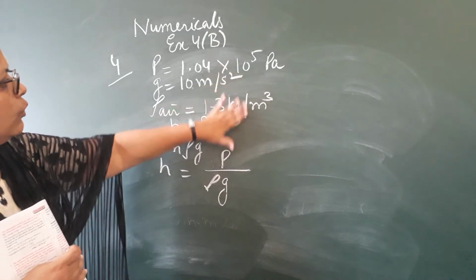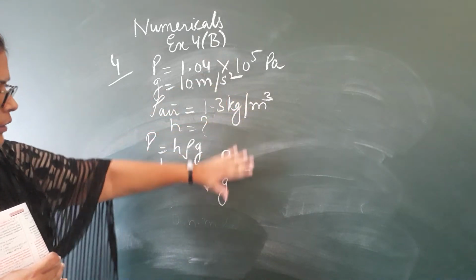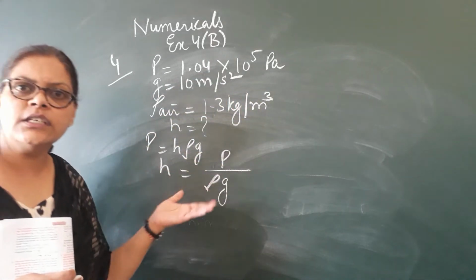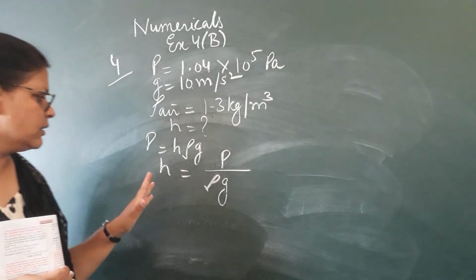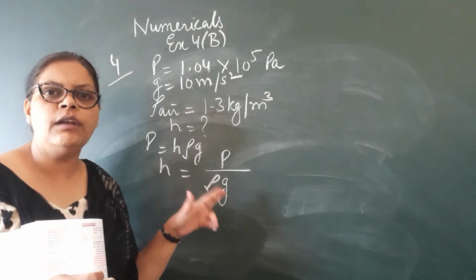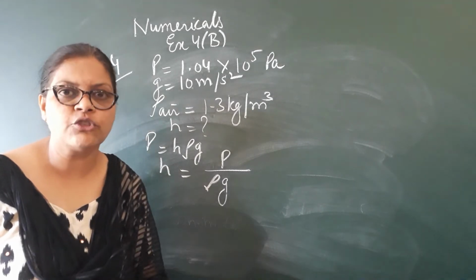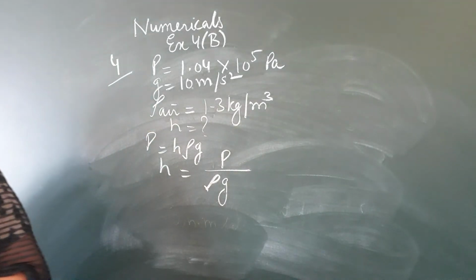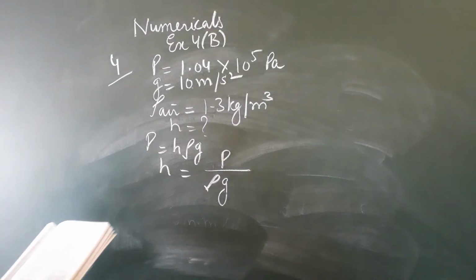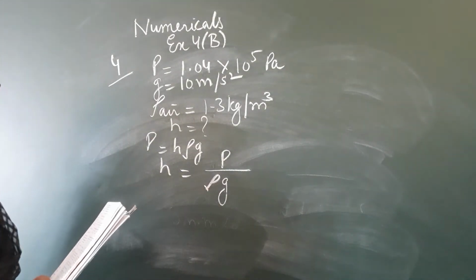Now you see the units also don't need a conversion. So this is a very direct question. Just substitute the value and you will get the answer. Just be careful, the height will be in meters. It is the SI unit. So just do this question on your own. Now I go to the fifth numerical problem after this, children.